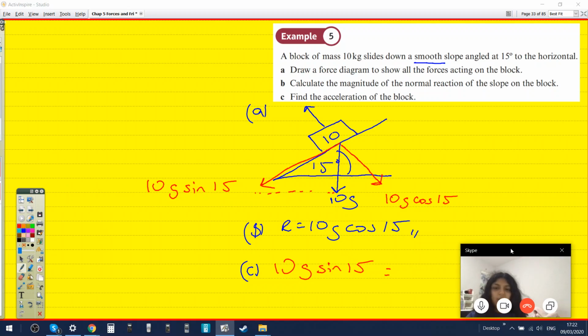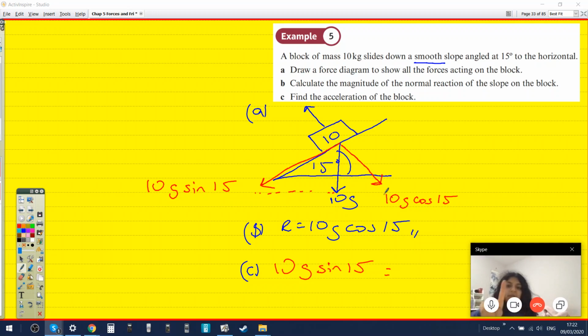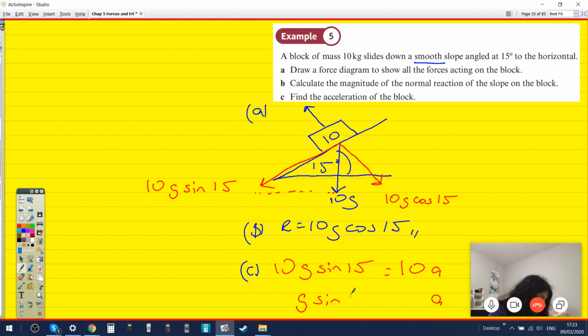We still haven't got an acceleration. Make a direct triangle with the force. I'll show you the diagram in a second, I just don't want to show you the answer. Okay, so 10g sine 15 equals 10a, so a is equal to g sine 15, which I can calculate. Which is 2.54.